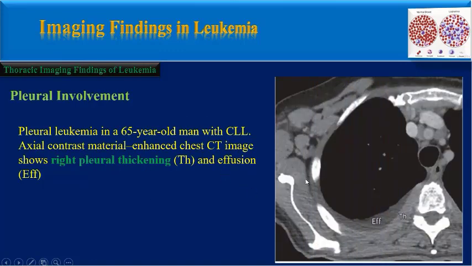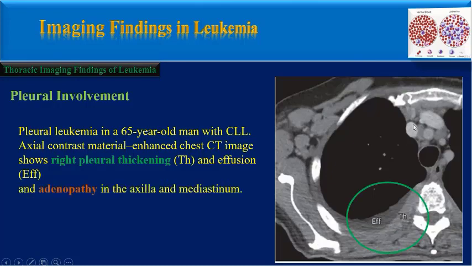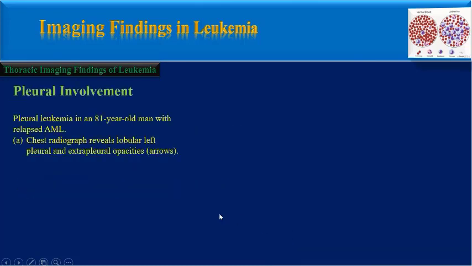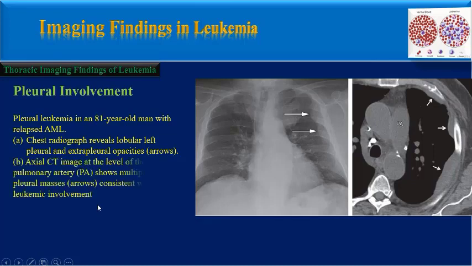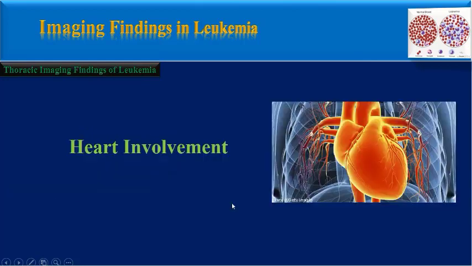Axial contrast-enhanced chest CT image shows right pleural effusion and also pleural thickening, and adenopathy in the axilla and mediastinum. Another case, pleural leukemia in an 81-year-old man with relapsed AML. Chest radiograph reveals left pleural and extrapleural opacities, and axial chest CT shows multiple left pleural masses consistent with leukemic involvement.